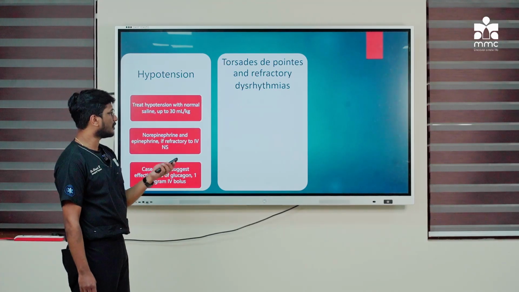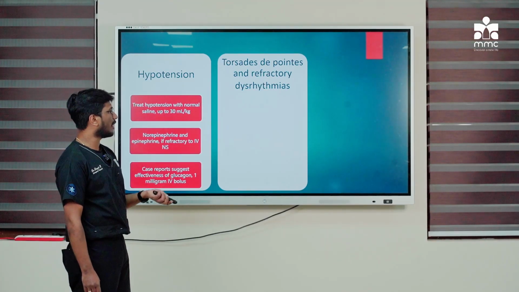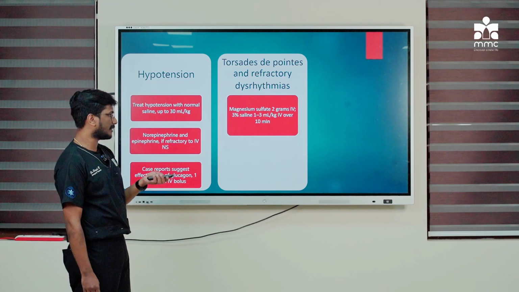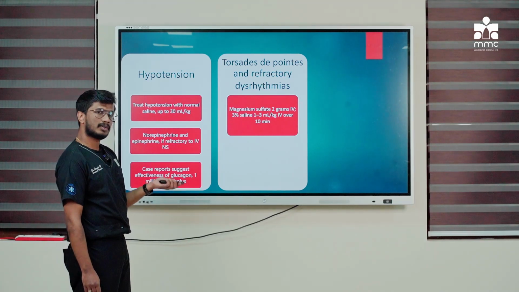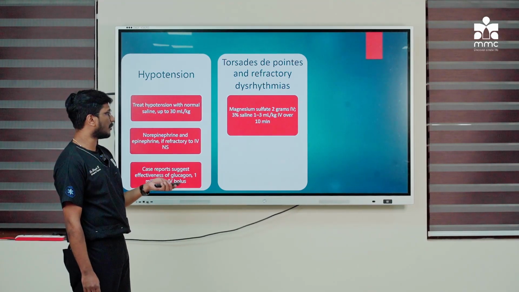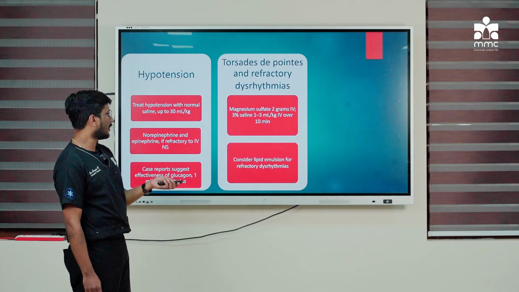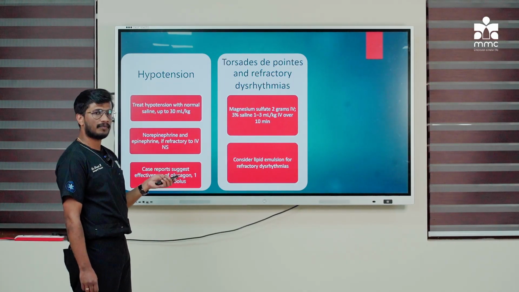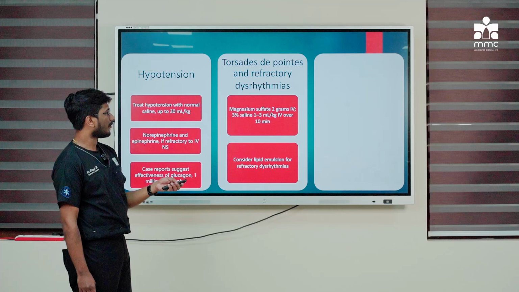If the patient develops torsades de pointes or refractory dysarrhythmias, we can give magnesium sulfate 2 gram. Also we can give 3% saline, because it is a sodium channel blocker. And we can consider lipid emulsion for refractory dysarrhythmias.